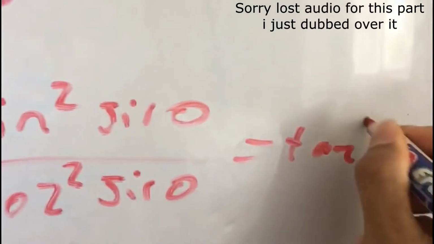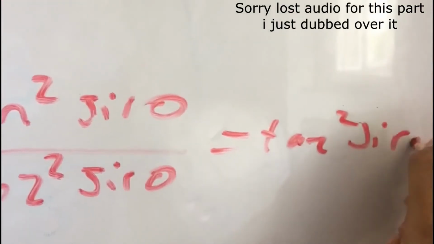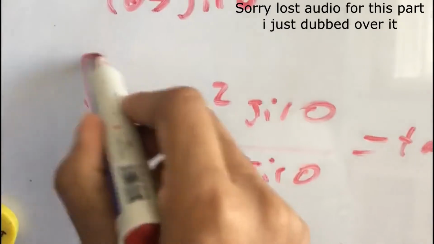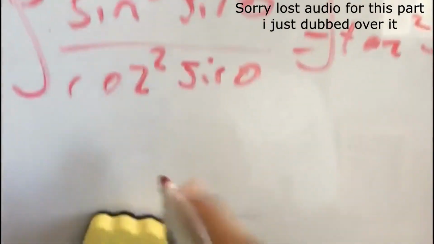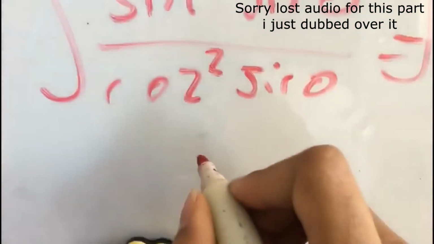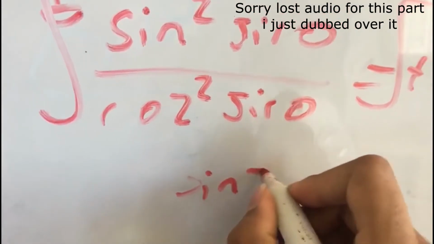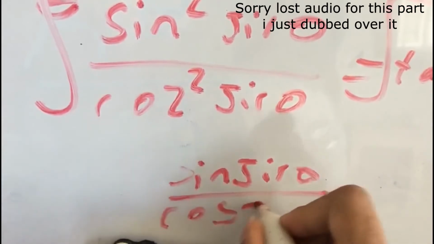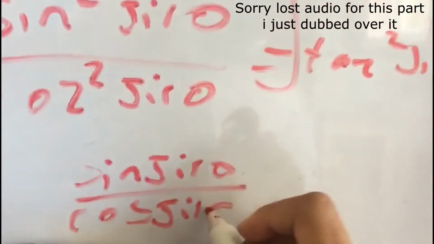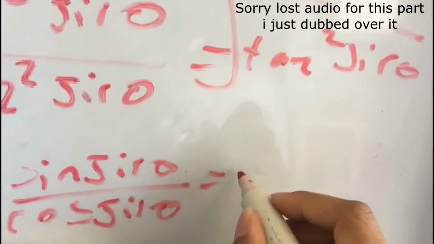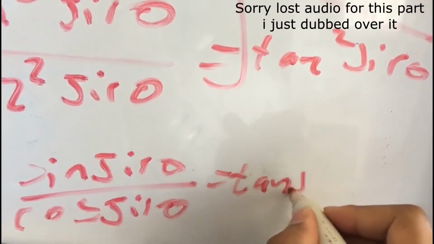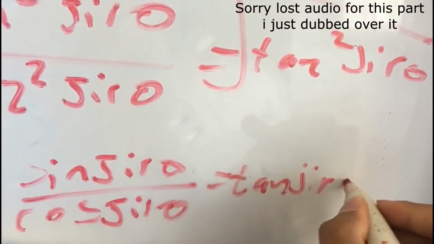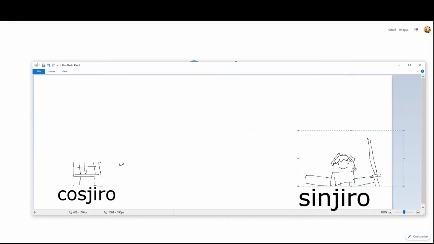And then I can just square root both sides. We don't want Tanjiro to have 4 arms. He's not a demon, he's a demon slayer. So sin Jiro over cos Jiro equals tan Jiro.